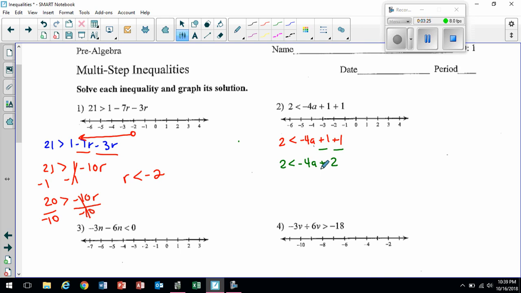It's the same thing I've been doing. I can now subtract 2 from each side. I'm trying to get the a by itself. So I subtract 2 on both sides of my inequality. Okay? Uh-oh. Guess what happens when I subtract this 2? These cancel out too. So it's telling me that 0 is less than a negative 4a. So what do I do?